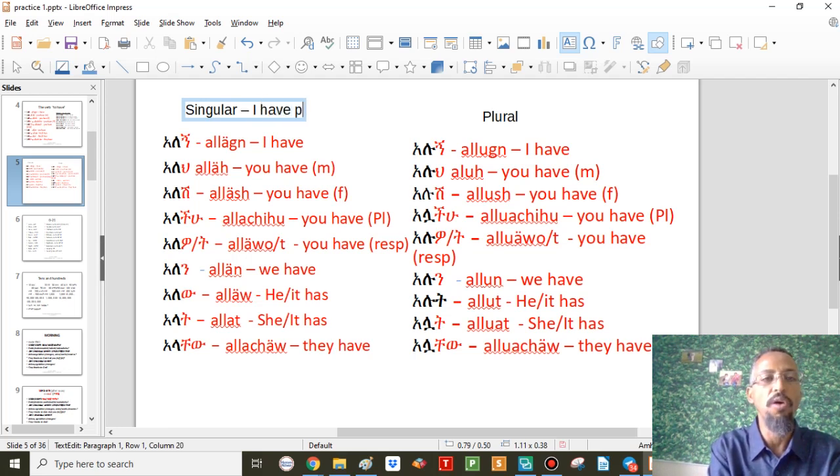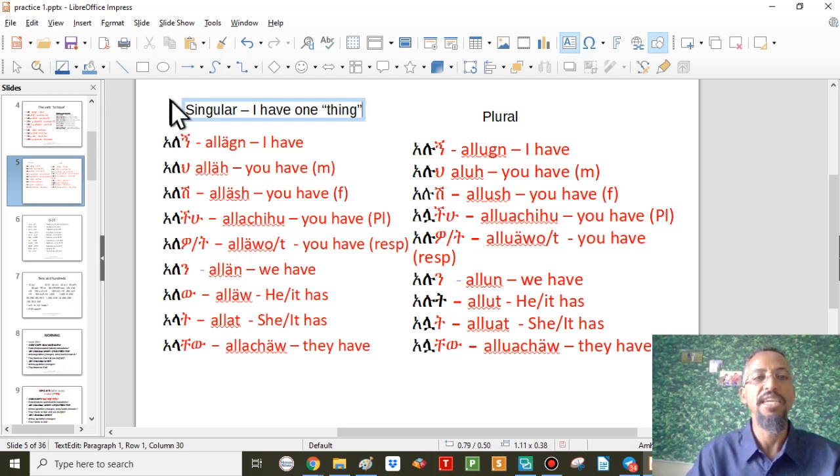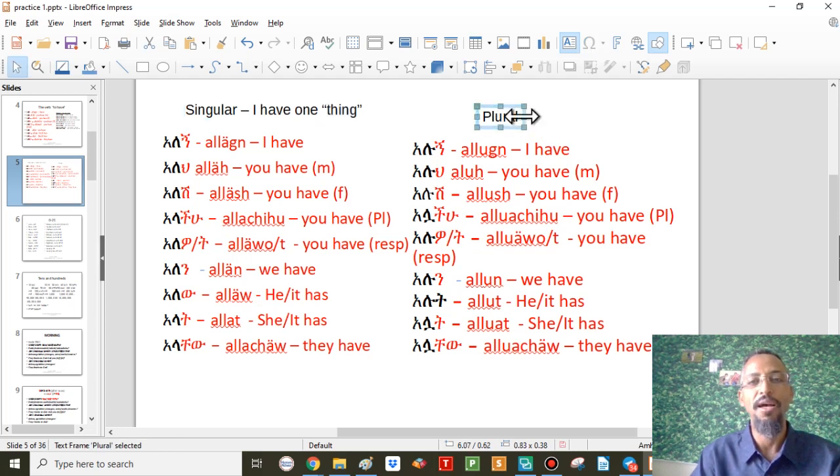I have one thing. Here, "thing" is not just a thing, but could be brothers, sisters, properties like houses, cars, ideas. I have two ideas, or I have one idea. So that's why I put "thing" in quotation marks.